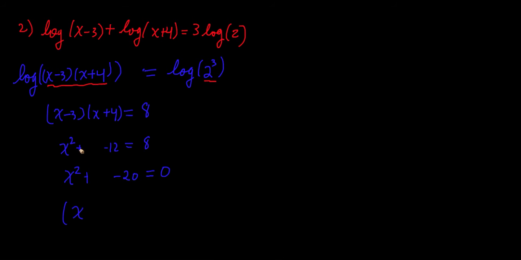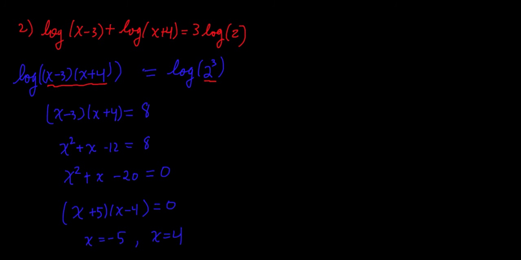So this is x squared plus x minus 12, x squared plus x minus 20. Now we can factor this quite simply. When we factor this, it will be x plus 5 times x minus 4 equals 0. So solving both those equations, I get x equals negative 5 and x equals 4.